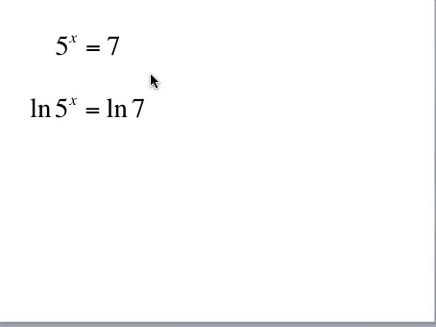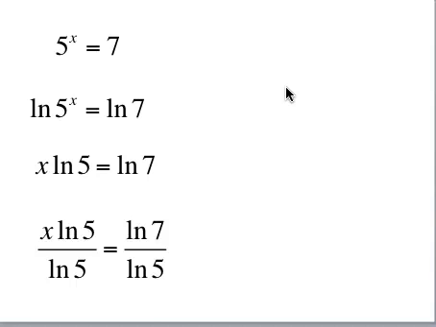Natural log of 5 to the x equals natural log of 7. The x comes down front. We can pull that exponent down. So we'll say x log 5 equals log 7. Next up, we're going to divide both sides by log 5. Dividing both sides by log 5, you can see that we get x is natural log 7 over natural log 5, which is the same as log base 5 of 7 using our change of base theorem. But again, I prefer to use natural logs because we have that built in on calculators and other places.